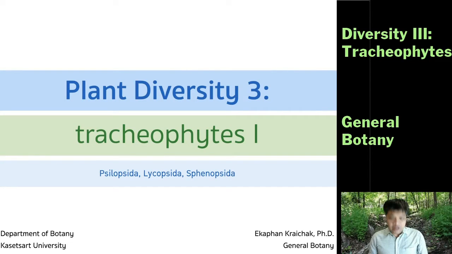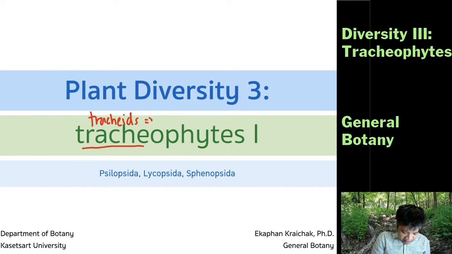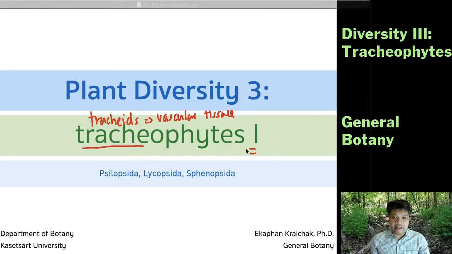On week three, we're going to talk about tracheophytes, which, as I said earlier, refers to plants with tracheids. So this group of plants would have tracheids, or the vascular tissue here. The reason I put number one in here is that for the rest of this class we're going to talk about tracheophytes, but this is the beginning of the tracheophytes. Today we're only going to talk about three groups of tracheophytes.